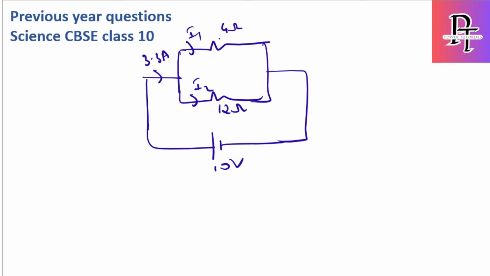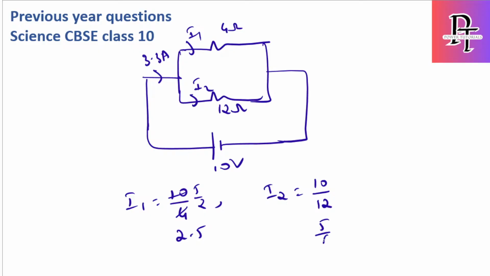So I1 is equal to voltage 10, the resistance is 4, whereas I2 becomes 10 by 12. So this is 10 by 4, 5 by 2, which is 2.5, whereas this one becomes 5 by 6, which is 0.833. So if you add these two values, you get the exact value, which is 3.3 amperes. Why? Because the same 3.3 amperes is getting divided into I1 and I2. So if you add I1 and I2, you should get the same value, 3.3 amperes.